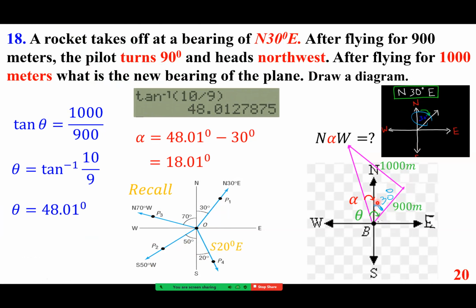18.01. So again, we use this triangle to find this theta. Because we know this one is 30 degrees, this one would be theta minus 30 degrees. So alpha is theta minus 30 degrees. So north, 18.01 degrees west.